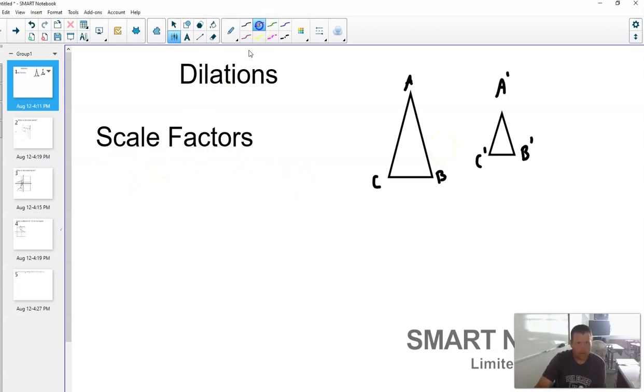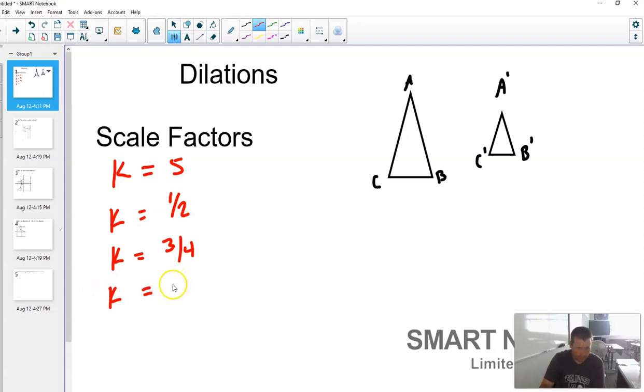We're going to use the letter K to denote our scale factors with similarity. So if I go K equals 5, or K equals 1/2, or K equals 3/4, or K equals 3, or K equals 5/3, these are all scale factors, meaning we're going to take the sides and increase them by 5, or 1/2, or 3/4. We're going to do whatever we're going to do with that.